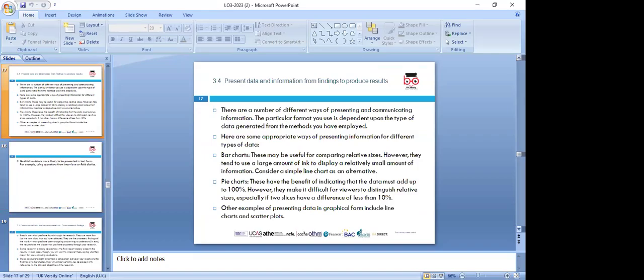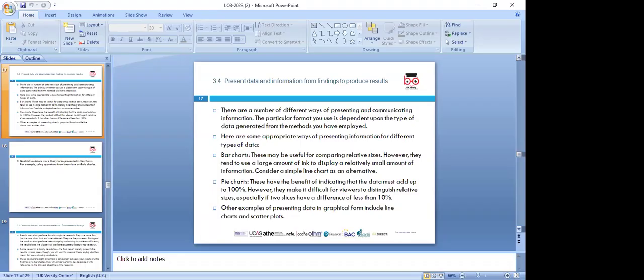There are a number of different ways of presenting and communicating information. The particular format that you use is dependent on the type of data generated from the methods you've employed. Very, very important. You have appropriate ways of presenting information for different types of data. Bar charts may be useful for comparing relative sizes. However, they tend to use a larger amount of ink to display a relatively small amount of information. Consider a simple line chart as an alternative.